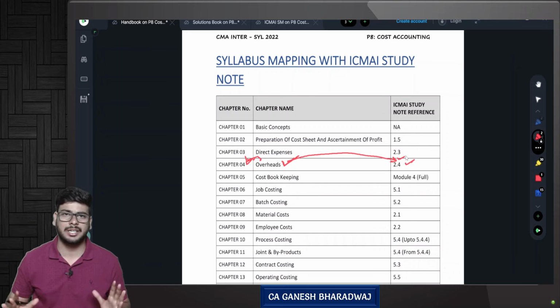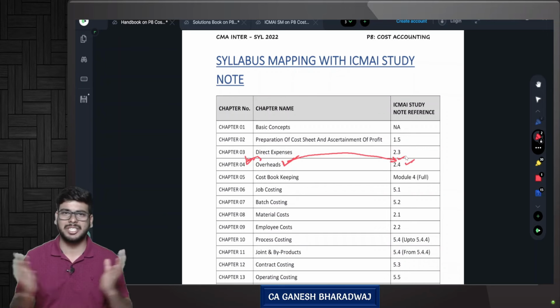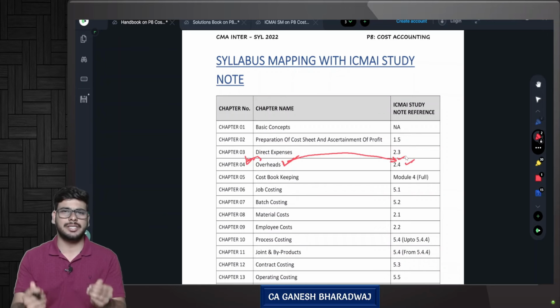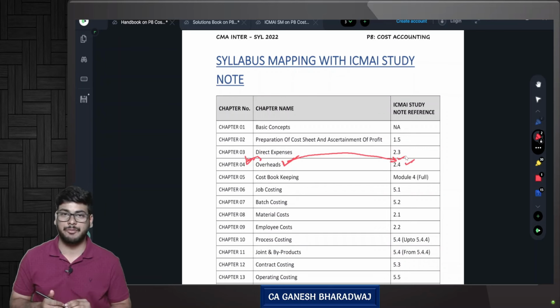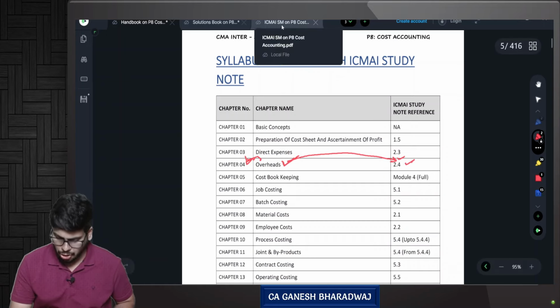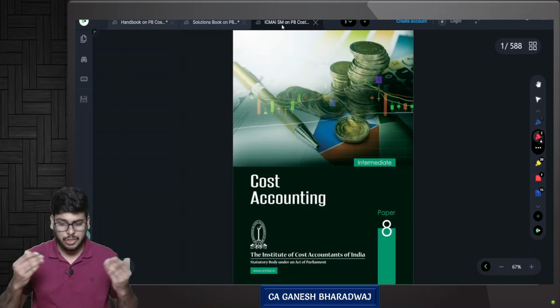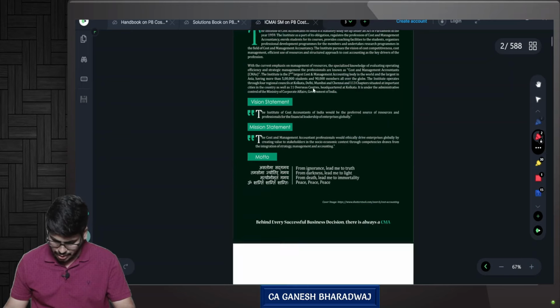So I have just tracked it. This is called syllabus mapping. I have just mapped it so that tomorrow, just in case you want to refer to your study note, you can easily do it, and there will not be any waste of time for that. Clear with this? And your institute study note, just in case you haven't seen it, this is basically your institute's study note.